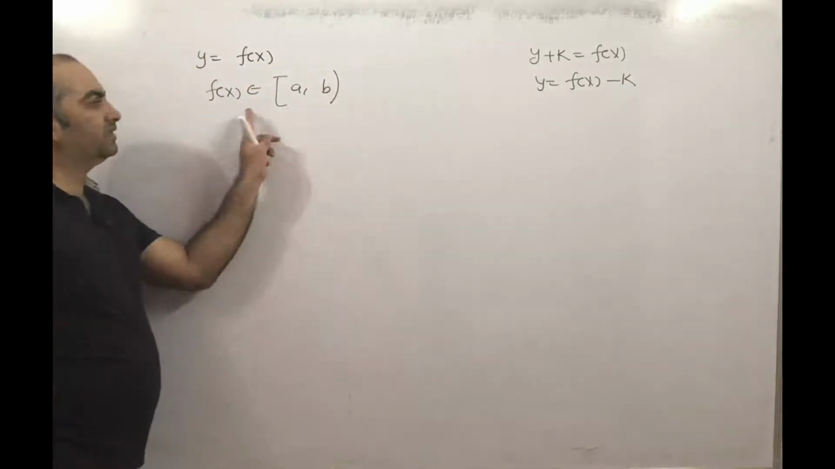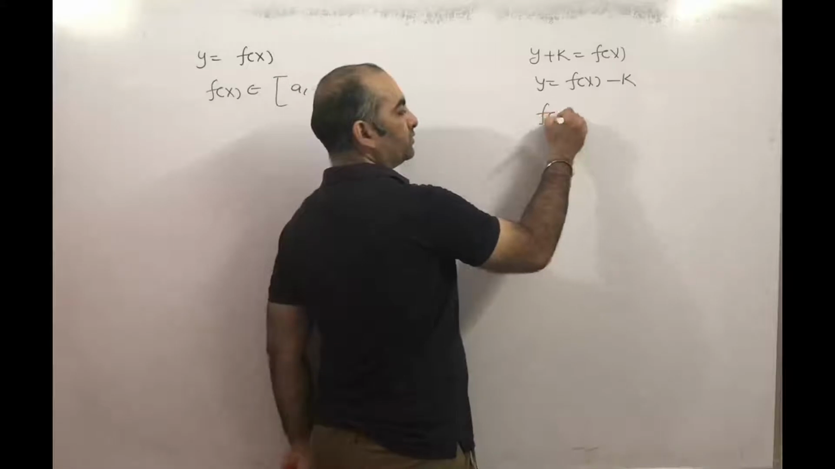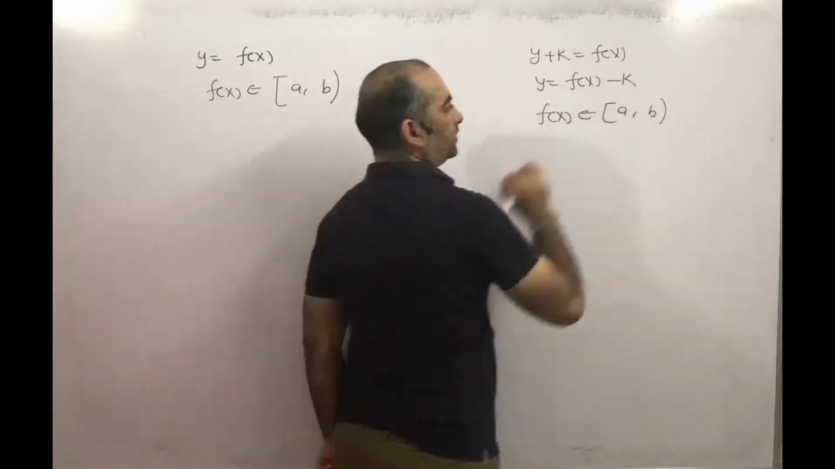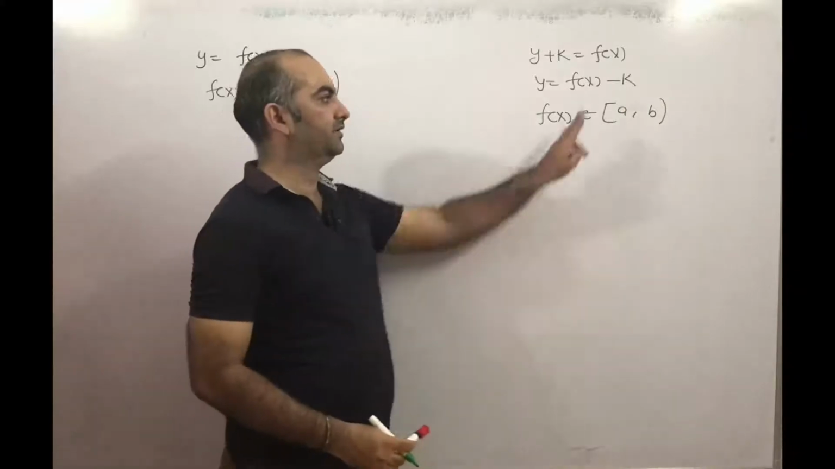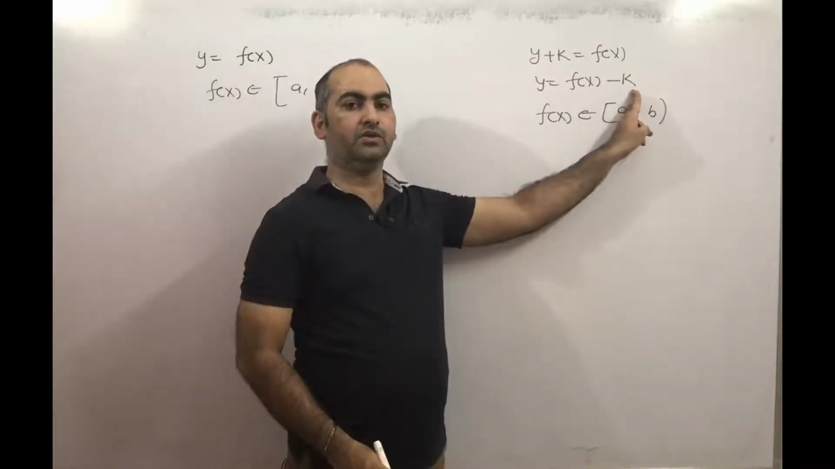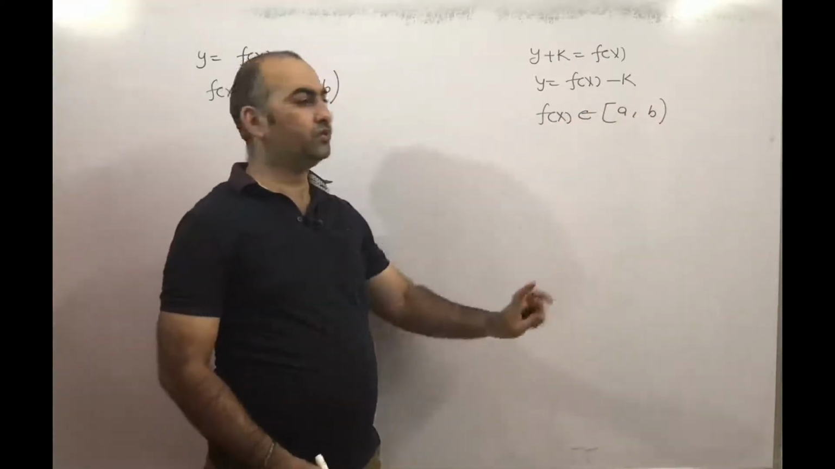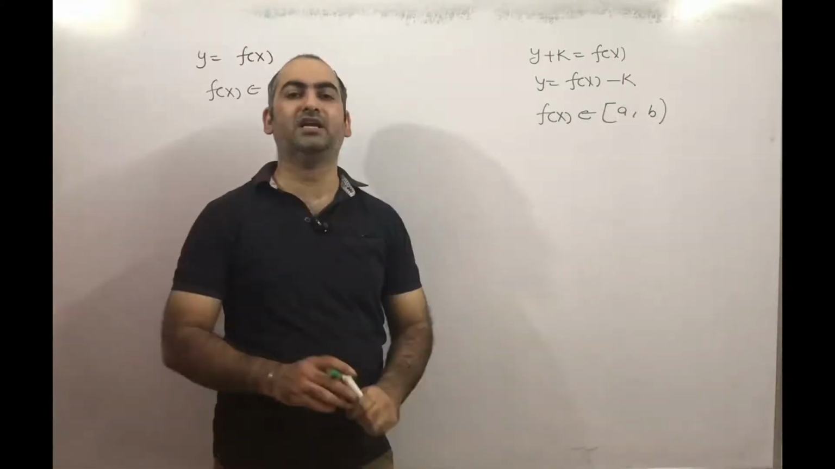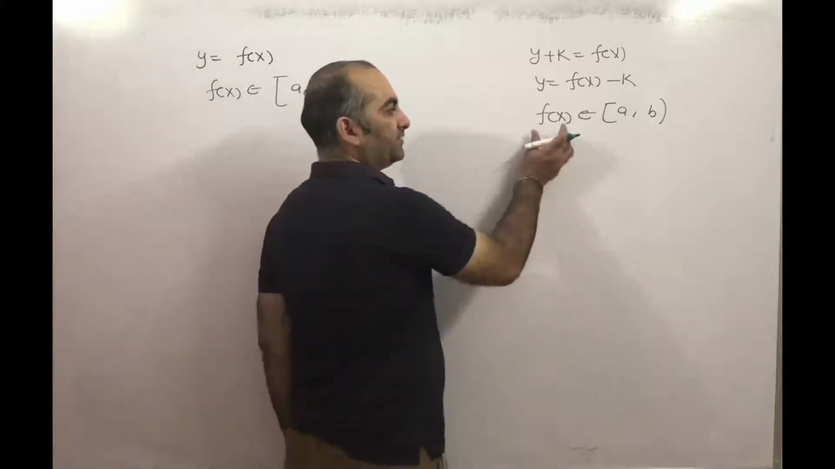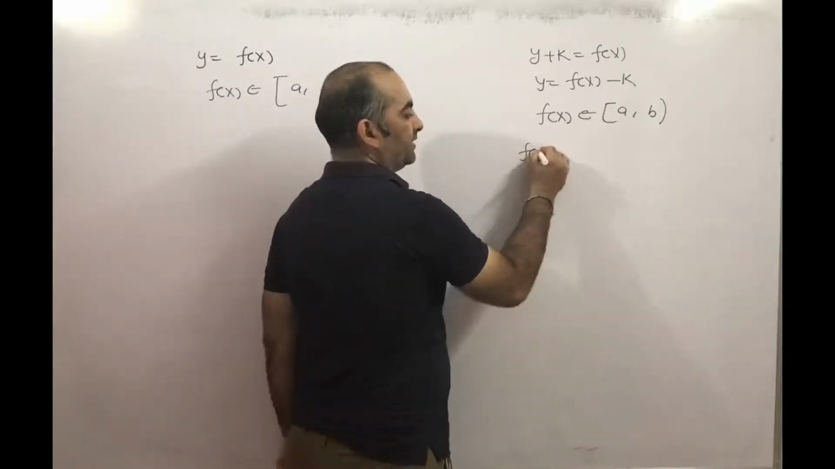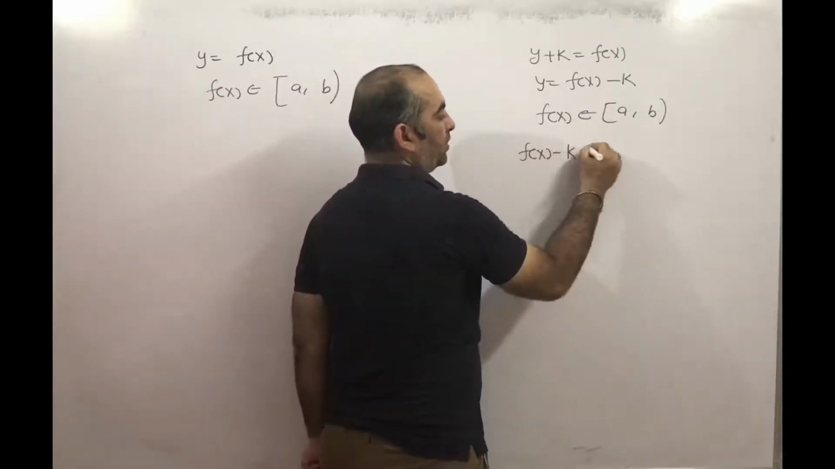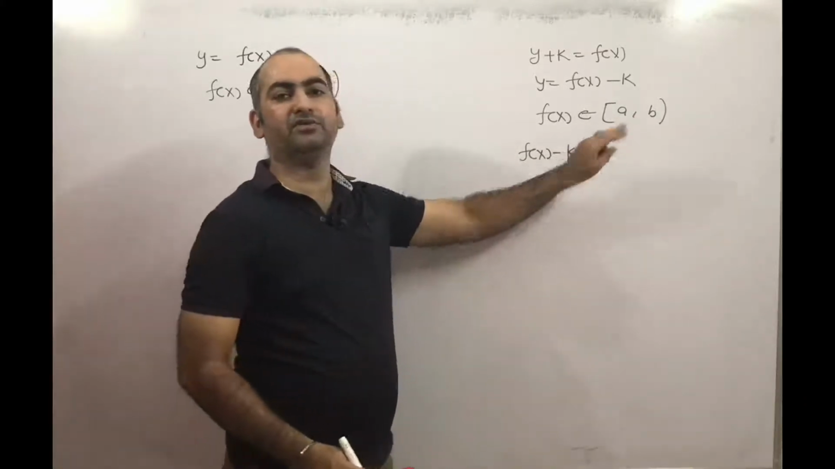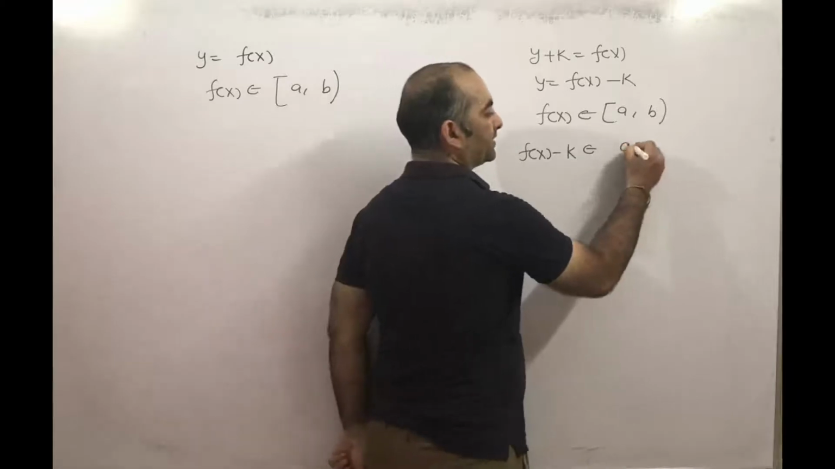So f(x) belongs to the closed interval a to b. So we want f(x) minus k. k is a constant, so we have to subtract a constant. In any inequality, if we want to subtract some constant, directly we can subtract. So from f(x), if we subtract k, what will come? f(x) minus k belongs to... In the inequality, what will you do? Minimum value is what? a. So from a we have to subtract k. What will come? a minus k.